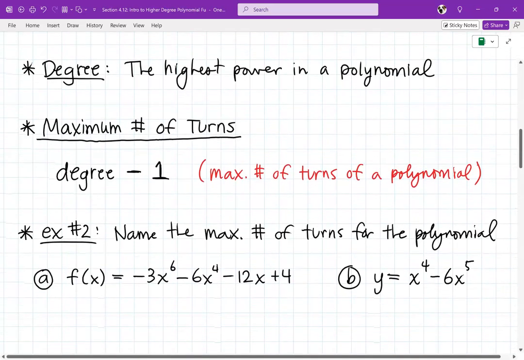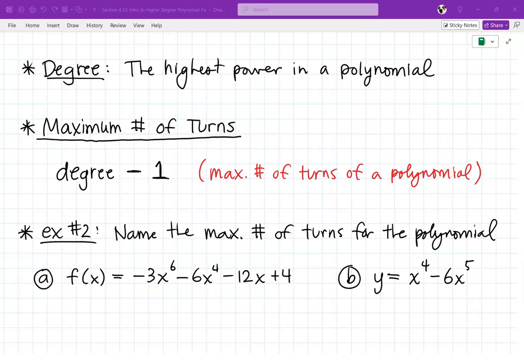Now, there's some more writing here, so I will pause it, okay? And then I'll get back to describing this stuff. All right, so we're back here. So the two main things you have to know for the next example is what is the degree and how do I find the maximum number of turns that a function can do? So the degree, it's the highest power in a polynomial. So we already mentioned that earlier, right? Like I would ask you what's the highest power so we can classify the function. So the degree is basically the highest power.